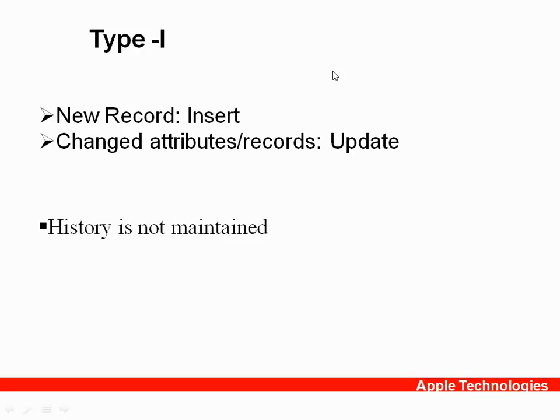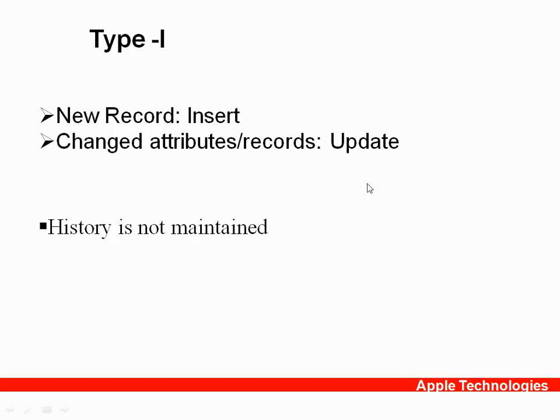They have taken new accounts. So this data I want to take from the bank system and put into our warehouse. When you are taking and putting into the warehouse, if you are using the type 1 strategy, or type 1 method, there are 2 activities. New records you have to insert, changed records you have to update.